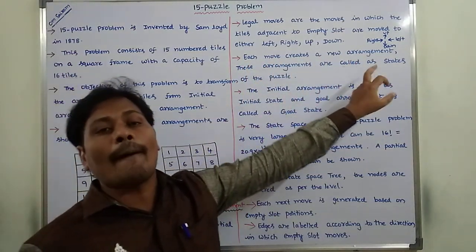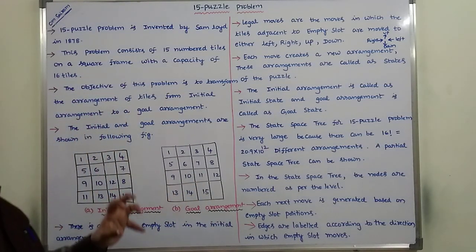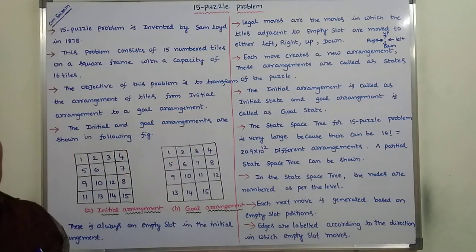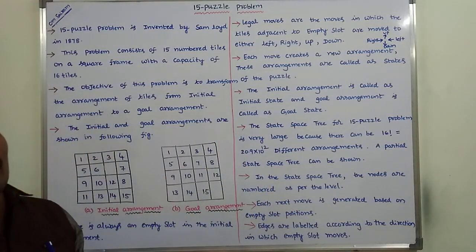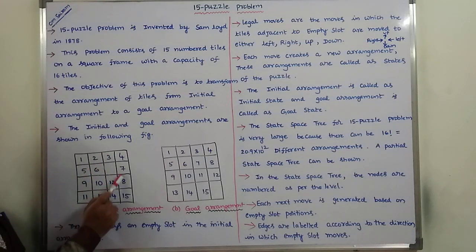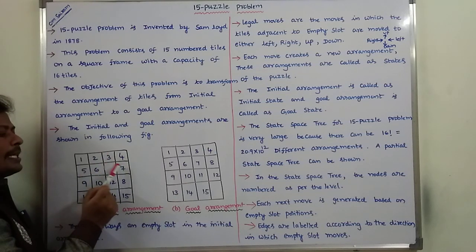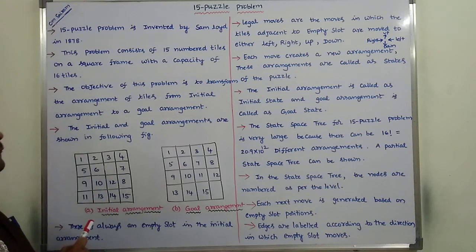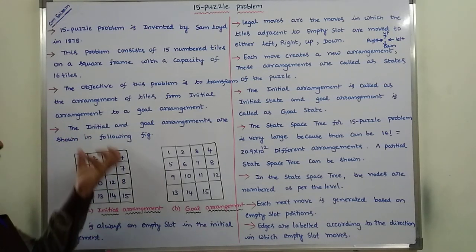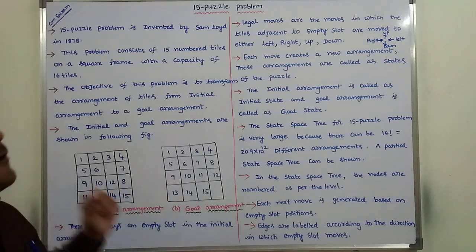These arrangements are called states of the puzzle. Each arrangement is called a state of the puzzle. So how many arrangements are there? This is one arrangement, this is one arrangement, this is one arrangement, this is one arrangement. Four movements are there, so four new arrangements are possible. These new arrangements are called the states of the puzzle.